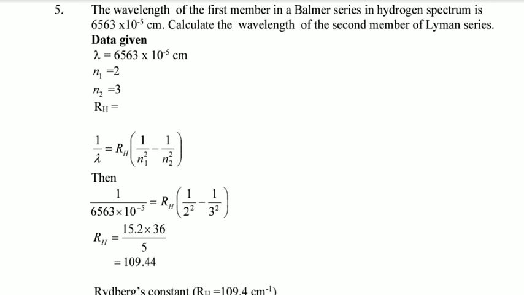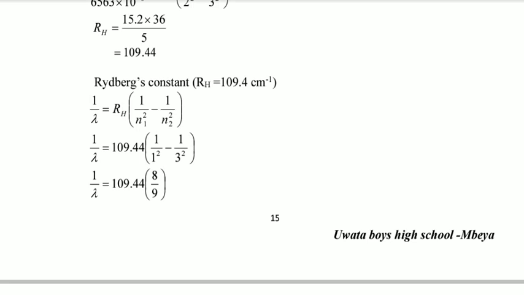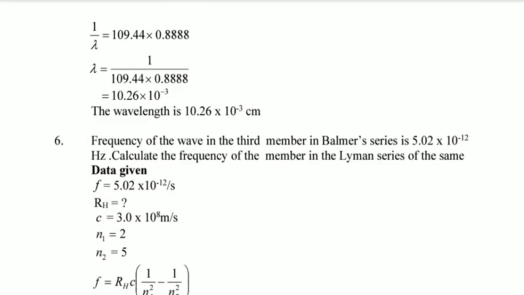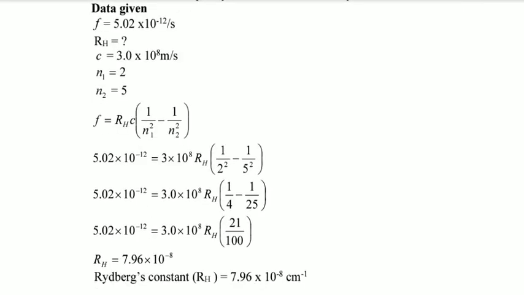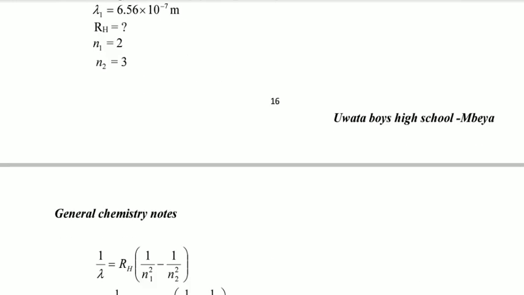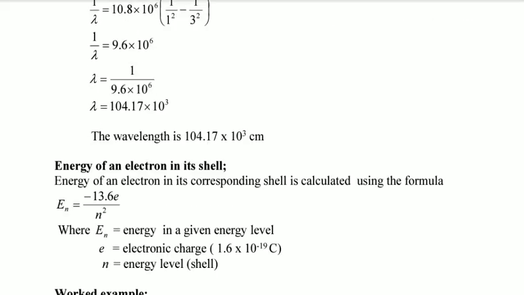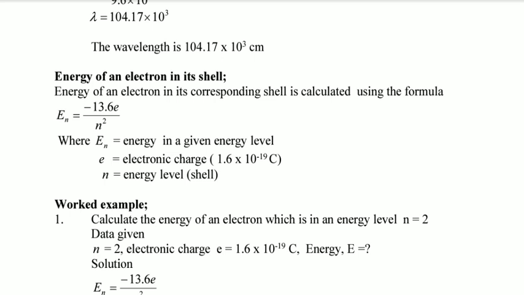After calculating the value of the Rydberg constant, now you're going to calculate the value of the wavelength using the value of the Rydberg constant. And as you know about the Lyman series, the second member of the Lyman series means it is from n=3 to n=1, as it is demonstrated here, and then you finish. So all these calculations, I will demonstrate them in the calculation videos.